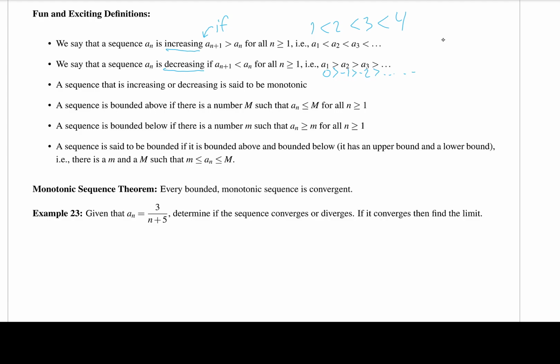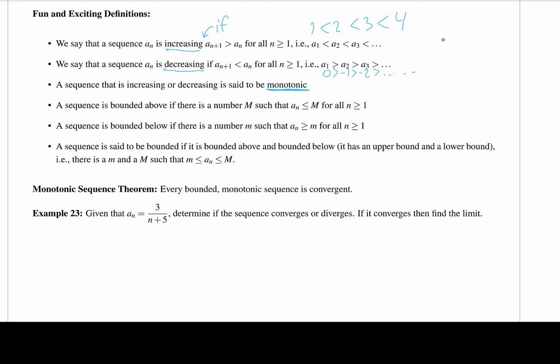If a sequence is increasing or decreasing, then we call it monotonic. Right, so these definitions in here are going to be very key to understanding things from here on out. So these are definitely things we need to start getting down.